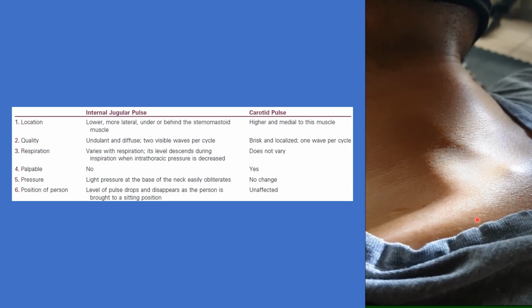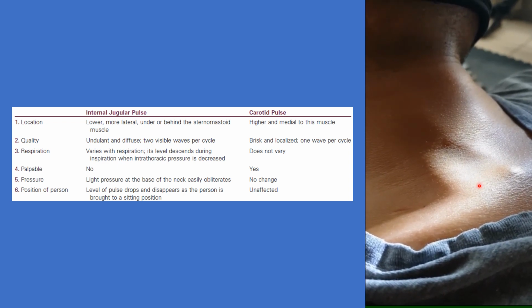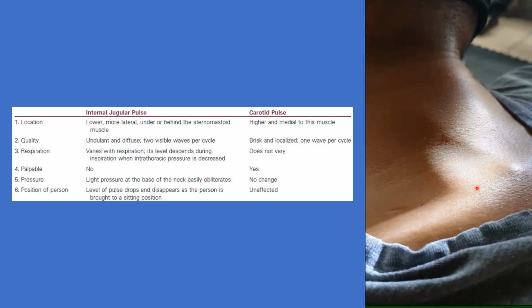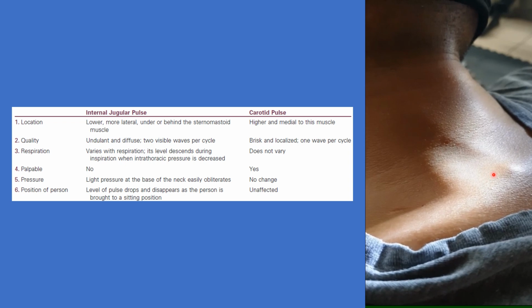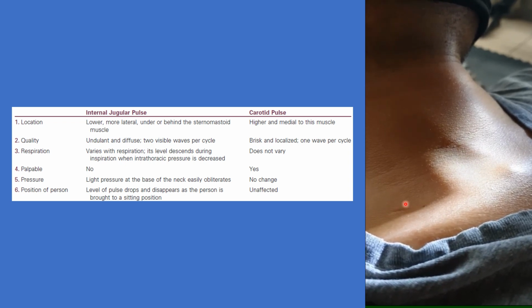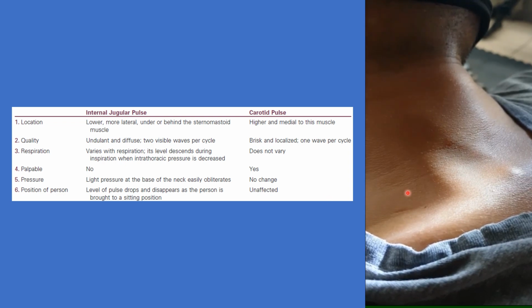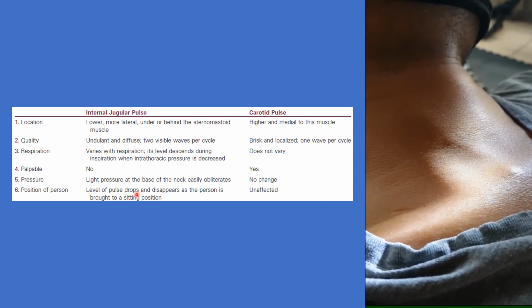So for the pressure, when you apply light pressure at the base of the neck, the pulsation easily obliterates. And with regards to the position of the patient, the level of the pulse drops and disappears as soon as the person is brought to a sitting position, while the carotid pulse, whatever the position of the patient, is unaffected.